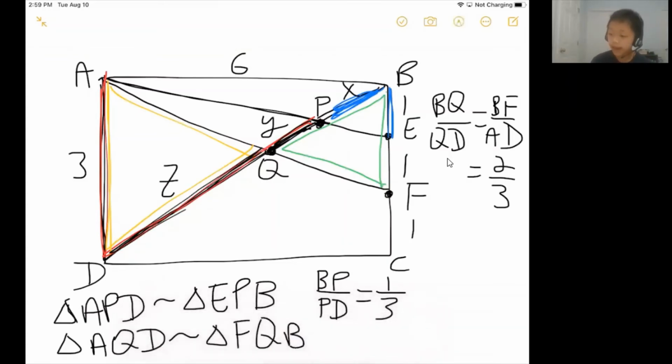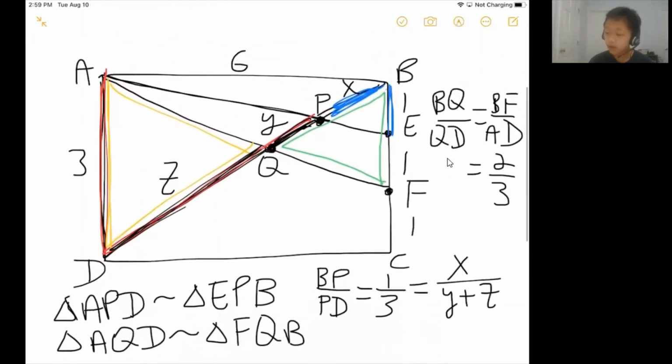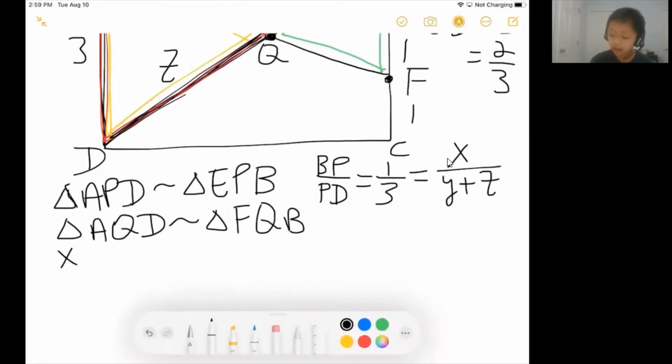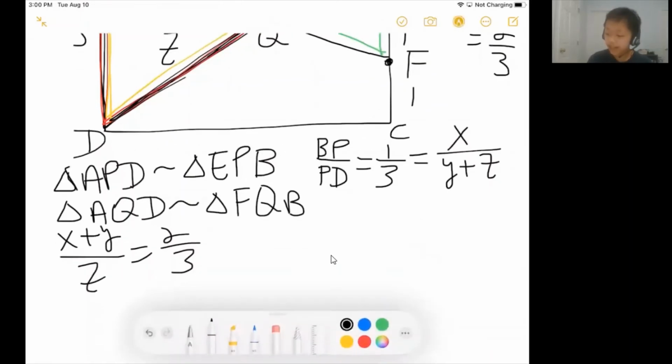So when we got BP over PD is 1/3, we can write that as X over Y plus Z. So X over Y plus Z is equal to 1/3. And we also get that X plus Y divided by Z is equal to 2/3. All right, and we want to find the ratio X to Y to Z, because that's what the question is asking.